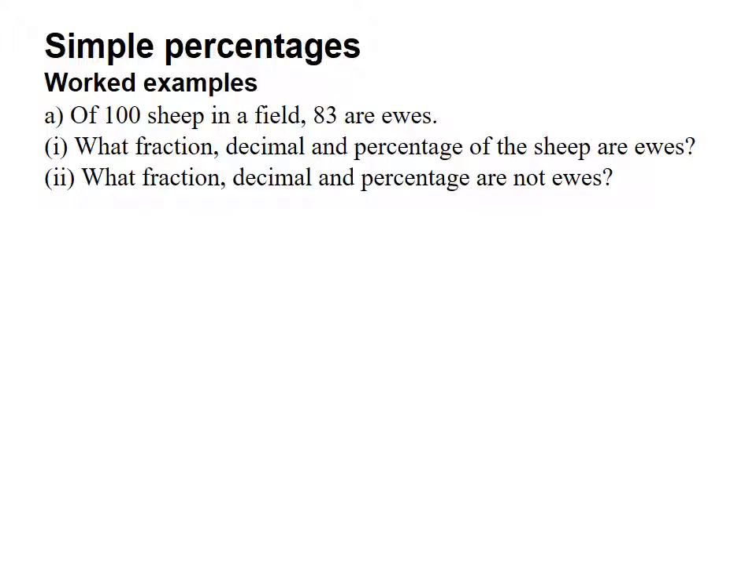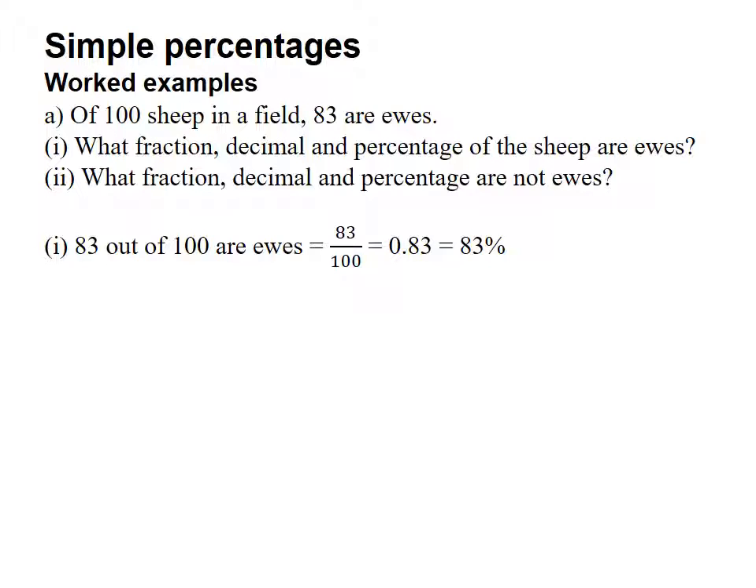It says of 100 sheep in a field, 83 are ewes, and we're asked to find out what fraction, decimal and percentage of the sheep are ewes. Well, we're told that it's 83 out of 100, so the fraction is 83 over 100. 83 over 100 is very easy to write as a decimal. It's just 0.83. And to write it as a percentage, it's just 83 with the percentage sign after it.